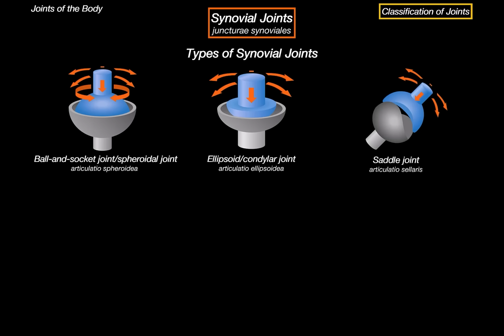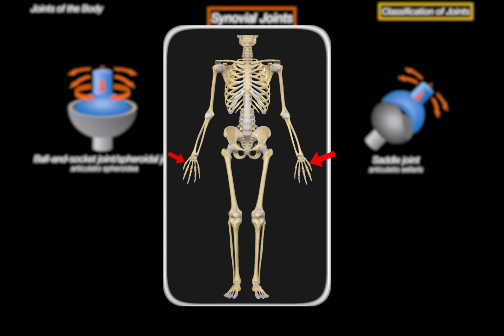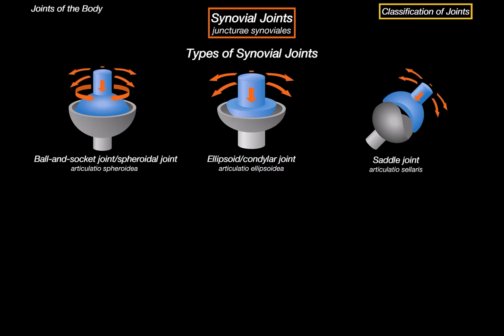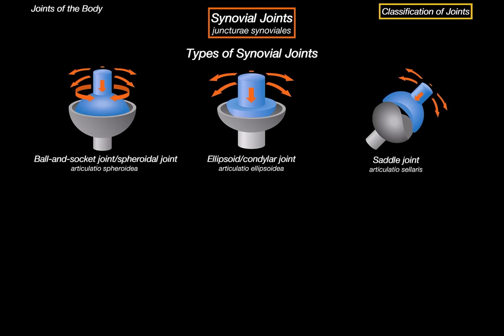Next, the saddle joint. This one is shaped like a saddle, where one bone fits into another like a rider on a horse. This type of joint is found in the thumb, in the carpometacarpal joint, between the trapezium and the first metacarpal. What's cool with this joint is that it allows opposition of the thumb, which is essential for gripping and fine motor control. Without this joint, you wouldn't be able to pinch or grasp objects properly.